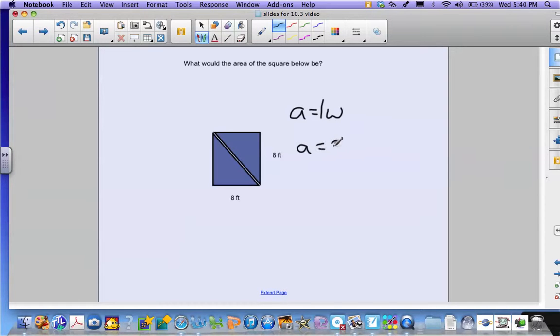We're going to substitute into it. Okay, 8 times 8 is 64. And now we're going to label it. The area of that square is 64 square feet. Okay, so formula, substitute into it, solve, and then label your answer.